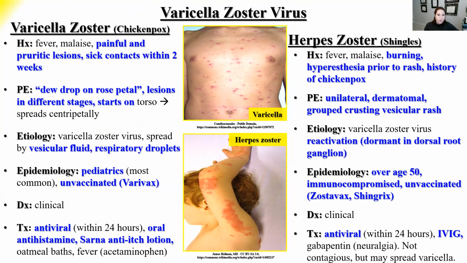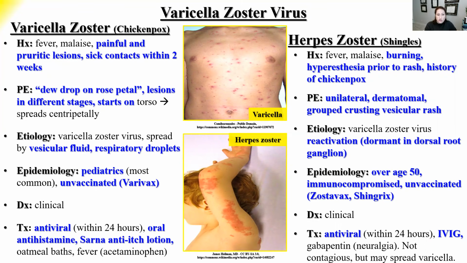Dew drop on a rose petal. So you have an erythematous base with a vesicle, a clear vesicle on top. And this is the common descriptor for the physical exam for this. Lesions are in different stages. Some are erupting, some are resolving, some are rupturing, some are growing that bulla. It starts on the torso and spreads centripetally around the body.